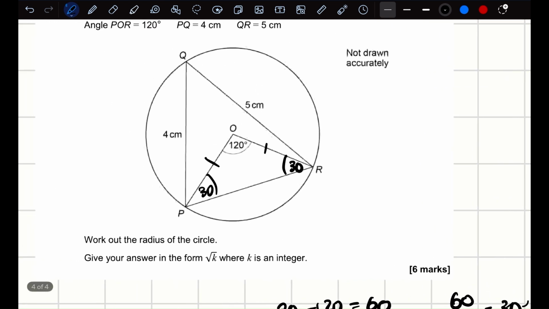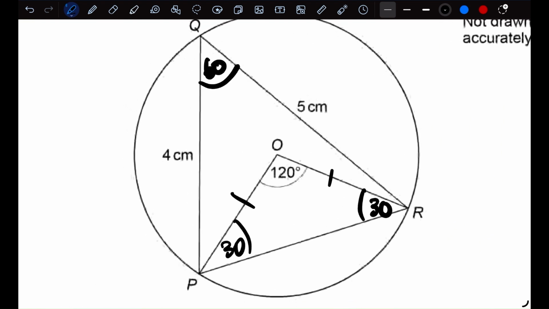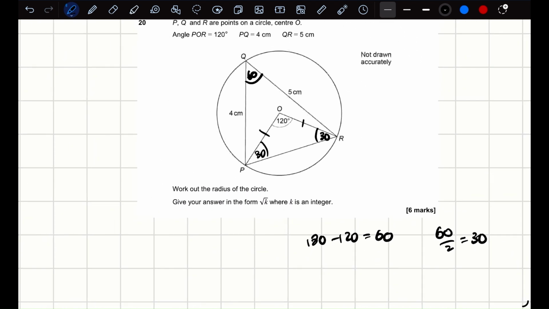Okay, nice. Now the other circle theorem that I can see is that this angle here is 60 degrees because the angle at the circumference is half the angle at the center, or the angle at the center is double the angle at the circumference, whichever way you find it easier to remember. So 120 divided by 2 is 60.